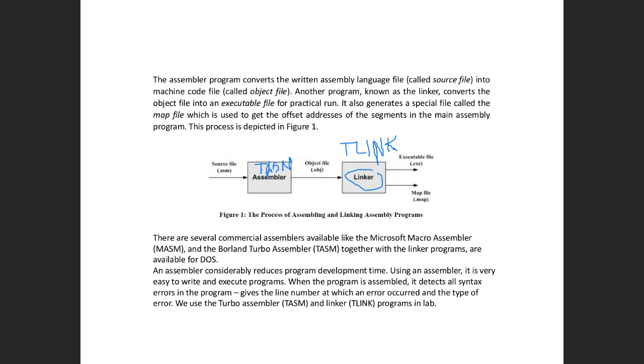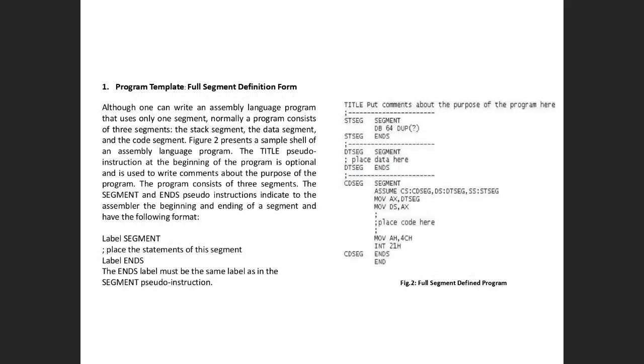I said in the lab that the map file is related to the memory profile, like what part of the memory is for code segment, what is for stack segment, what is for data segment, something like that. And the exe file is our main file that is used to check the result. I already discussed this in the lab. Now in the program template, there are two ways we write our program: one is called full segment definition form, and one is simplified segment definition form.